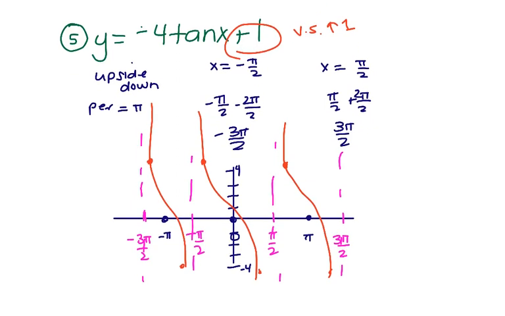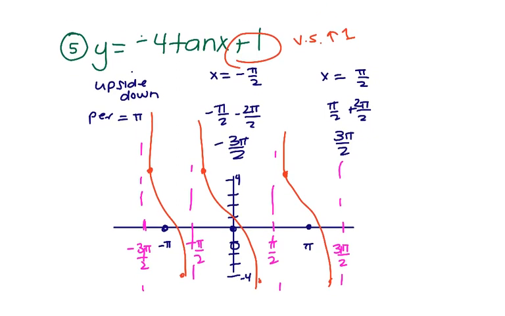Okay, then we had y equals -4 tangent of x plus 1. So this time a is -4, which tells you tangent, which typically points up to the right and down to the left, is going to flip so that it points up to the left and down to the right. And that 4 tells you that your quarter point and your 3/4 point are going to have to be at 4 and -4, which means it's going to be steeper than normal.